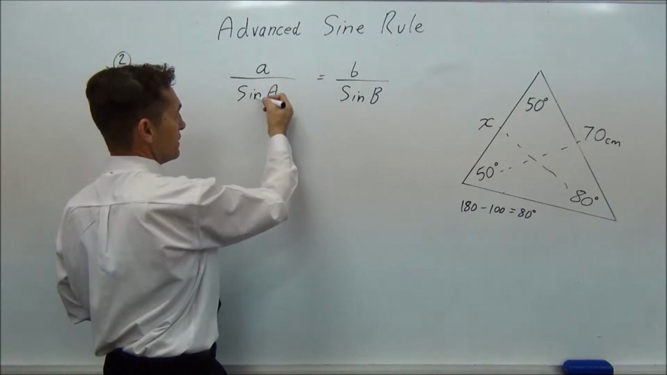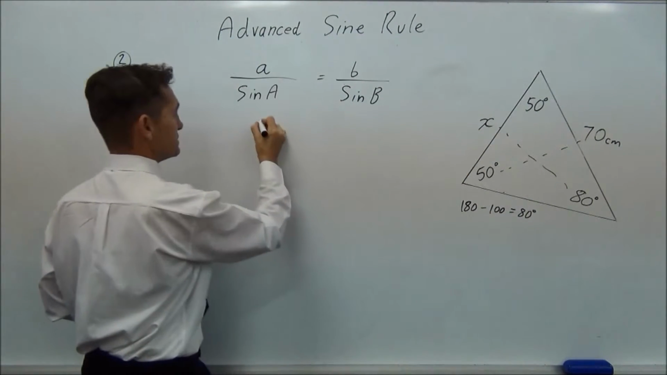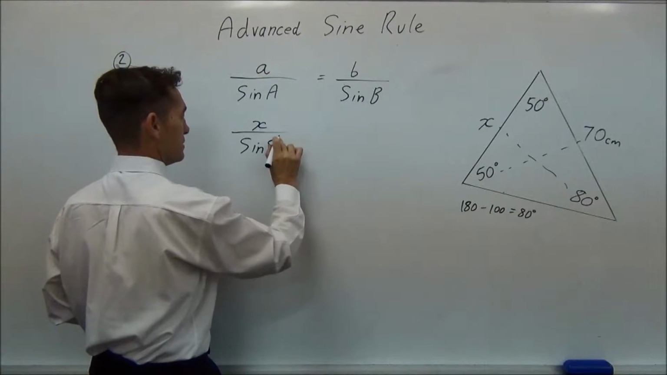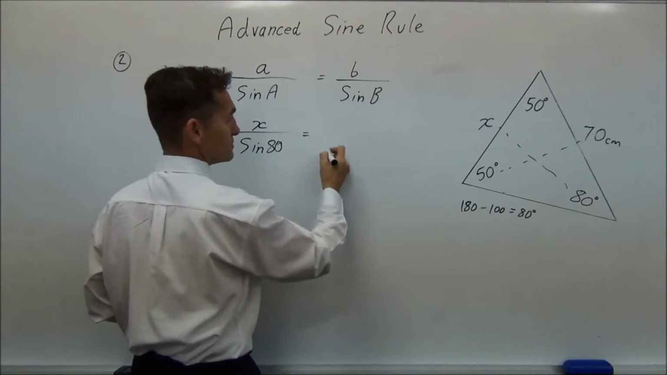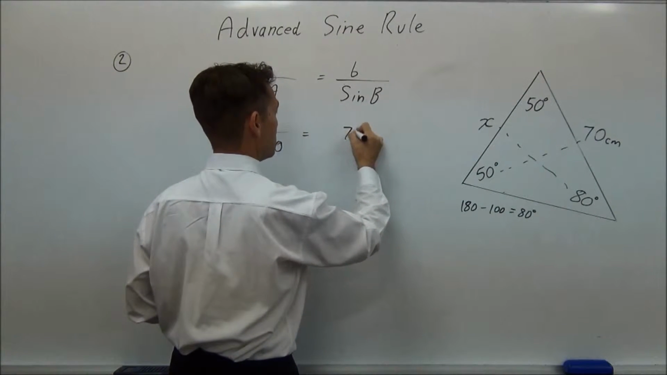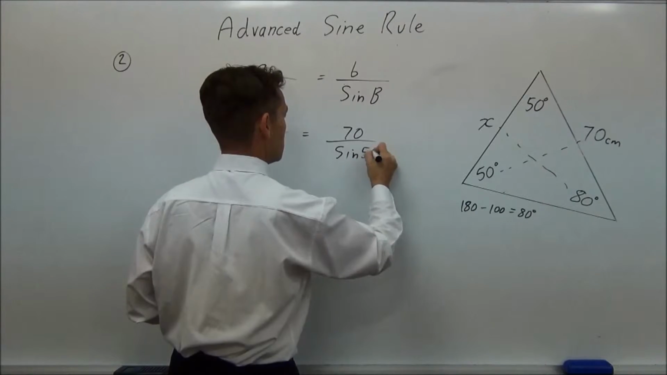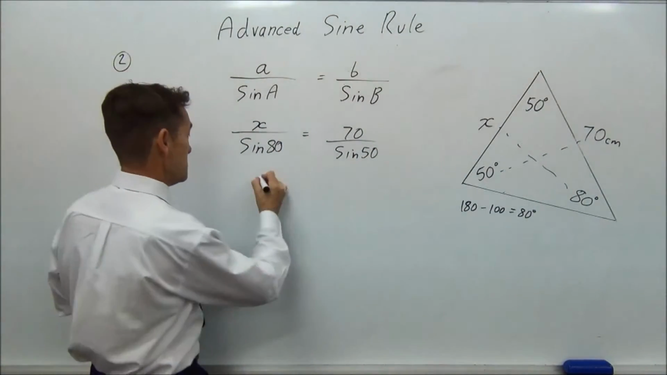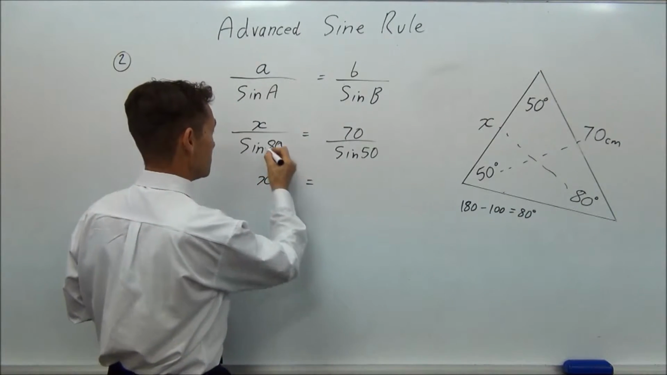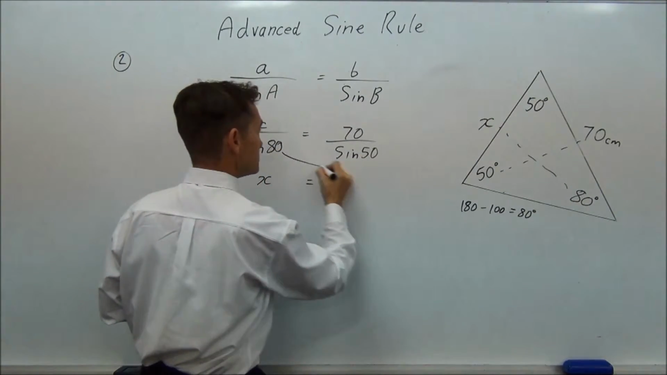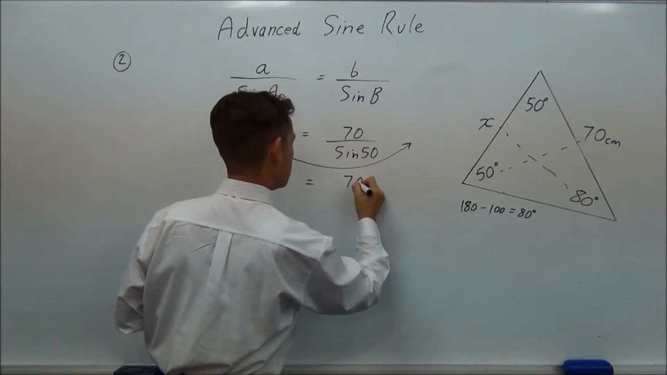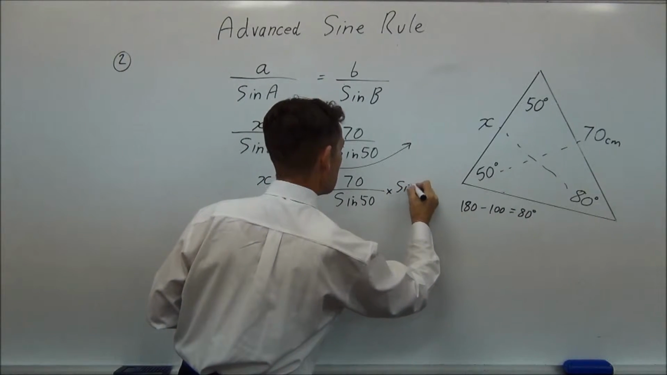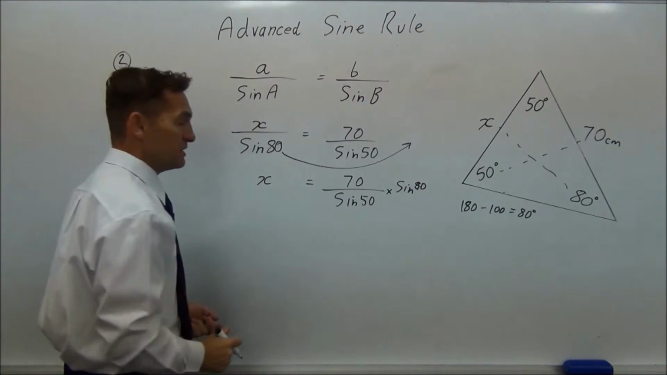So instead of A over sine A, we're going to use X. So X over sine 80 equals 70 over sine 50. Since you've seen it once, you might want to pause the video and see if you can get the answer before me. So then we go X equals, and I'm going to multiply both sides by sine 80. So 70 over sine 50 multiplied by sine 80. Punch that in your calculator.